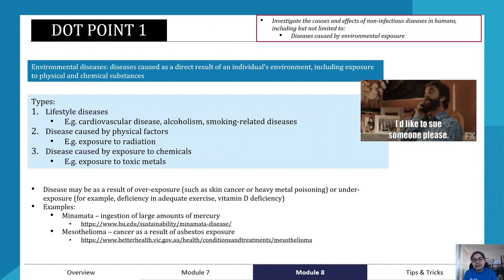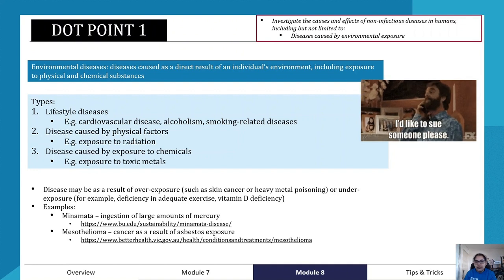So those are genetic diseases. Now let's have a look at diseases that are caused by environmental exposure. So environmental diseases, as the name suggests, are caused as a direct result of an individual's environment, and that can include exposure to chemical or physical substances. So lifestyle diseases are those caused by lifestyle behaviors and choices. They include cardiovascular disease, alcoholism, smoke-related diseases.